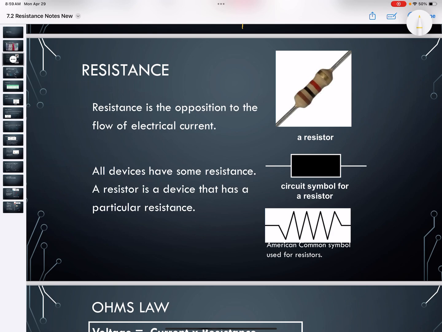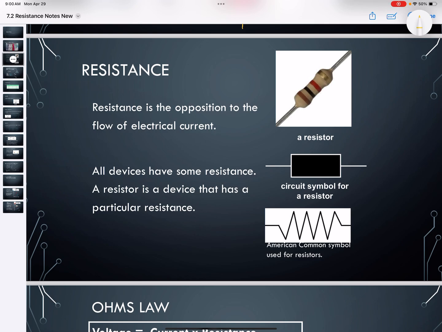It's worth noting that all devices have some level of resistance. Even wires have resistance. So there's no perfect resistance-free material, but some things are specifically designed to have resistance, and we call those objects resistors. A resistor is a device that has a really specific or particular resistance, something that we are able to control. And by controlling the resistance in a circuit, we can control how quickly charge is flowing from one place to another, and we can control the current that is moving through that wire.